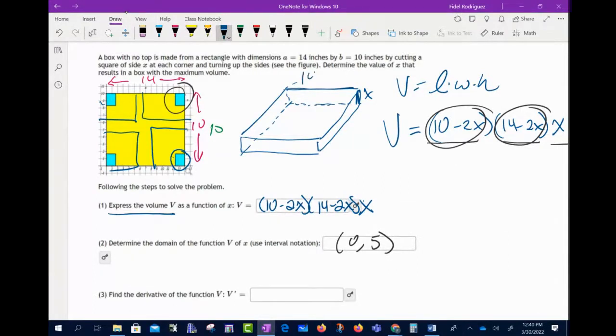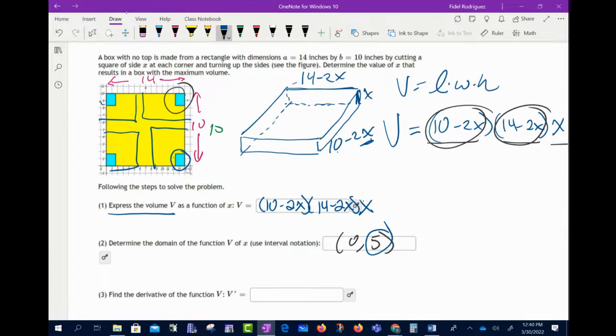Okay, we said this side here was 14 minus 2x, and we said this side here was 10 minus 2x. If x was the number 5, 10 minus 10 would be what? 0. Okay, so that's why it has to be smaller than 5. You see what I mean?